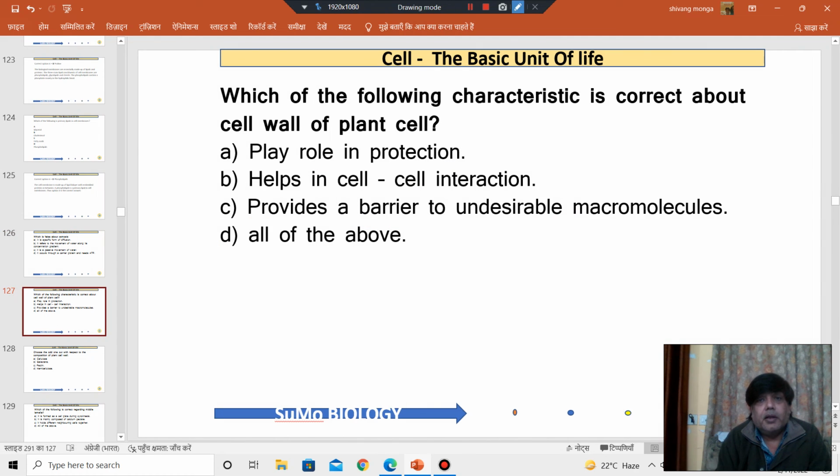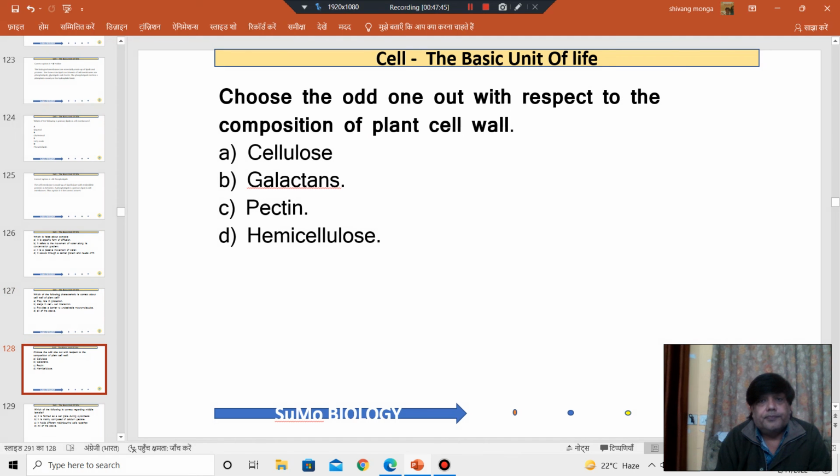Which of the following characteristics is correct about the plant cell wall? Plays a role in protection, helps in cell to cell interaction, provides a barrier. All are correct. You should go with all of the above. Composition of the plant cell wall: cellulose, hemicellulose, pectin and protein. Galactans you will find in the algal cell wall.